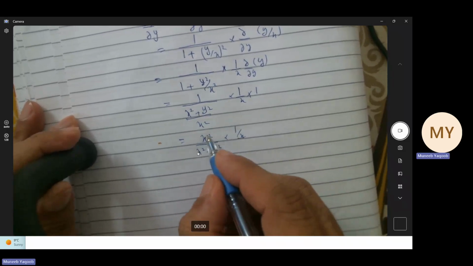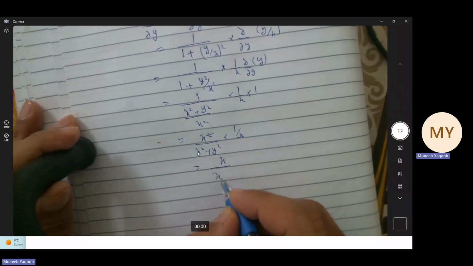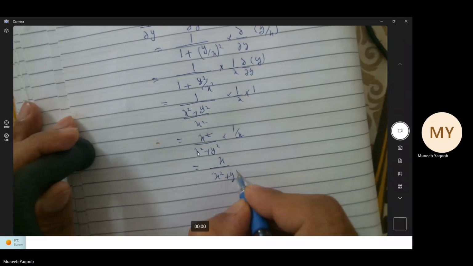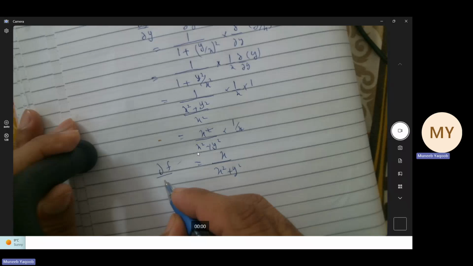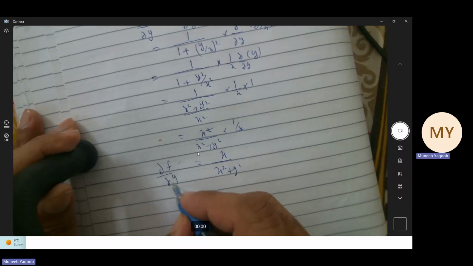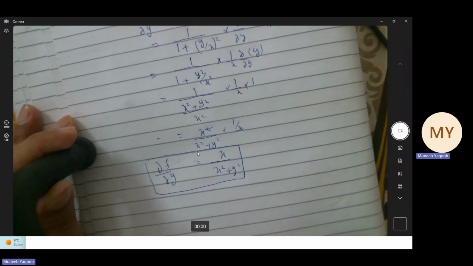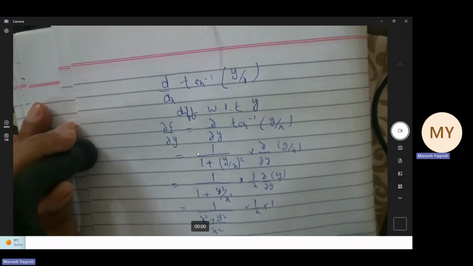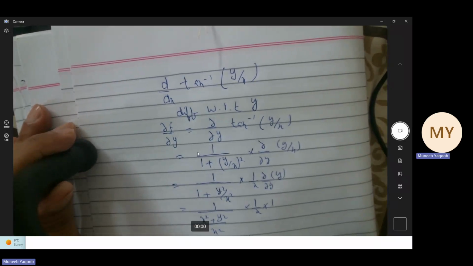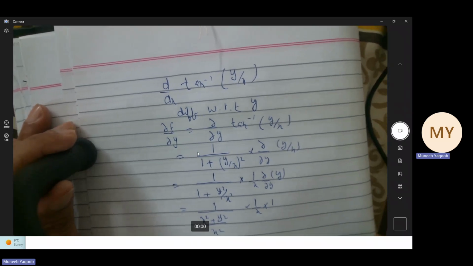So this x will be simplified with this x, and hence we will be left with x over x square plus y square. So you can see that again, if we know the basic formula of tan inverse of x, then finding the derivative of this function is not a very big deal. So students, I hope now you understand how to differentiate tan inverse y upon x with respect to x and with respect to y.